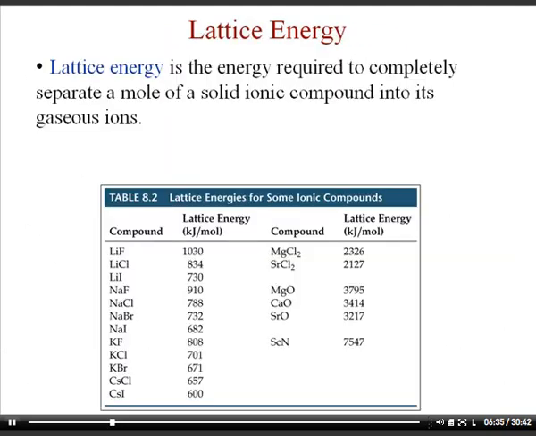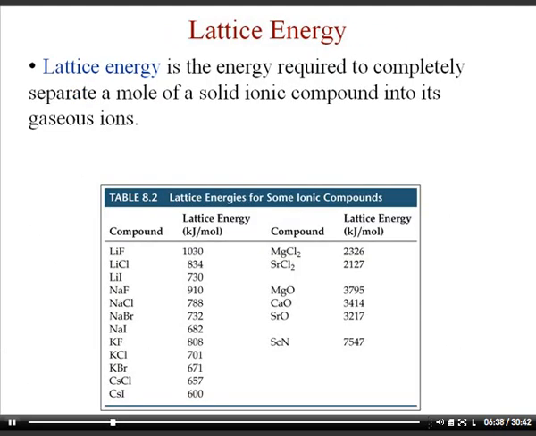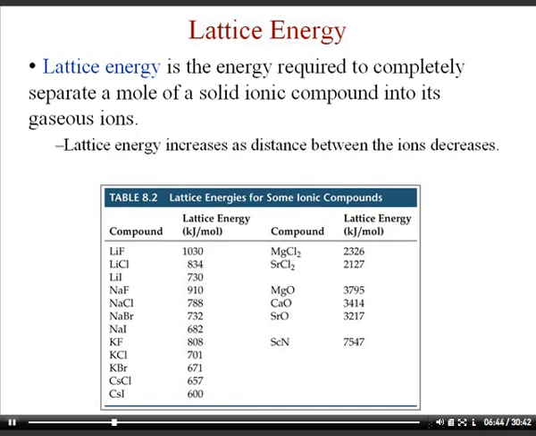On the next page we talk about lattice energy, and it's defined as the energy that is required to completely separate a mole of a solid ionic compound into gaseous ions. And from the table you can see that the lattice energy, or the energy to break it apart, is going to increase as the distance between the ions decreases. So as the ions are closer and closer together to each other, it's going to be more difficult to separate them. A good example to look at is something like lithium fluoride compared to lithium chloride or lithium iodide.